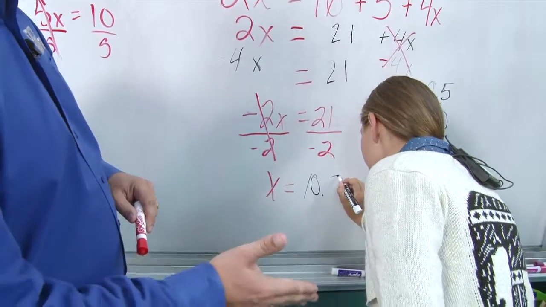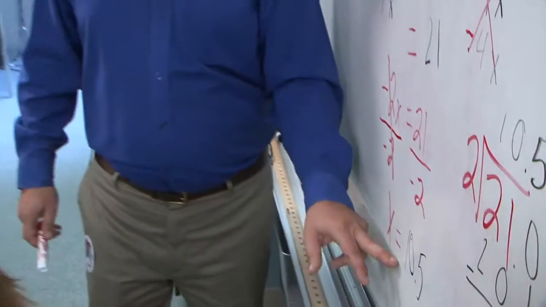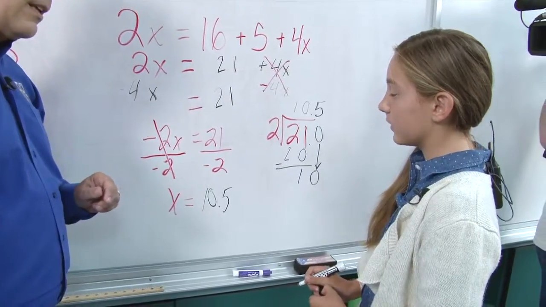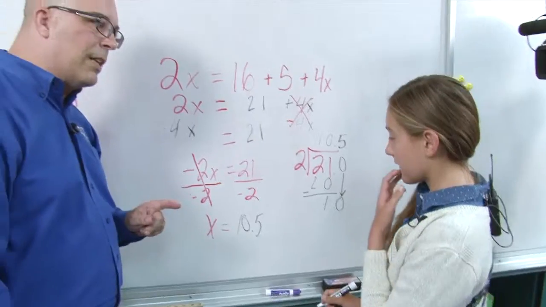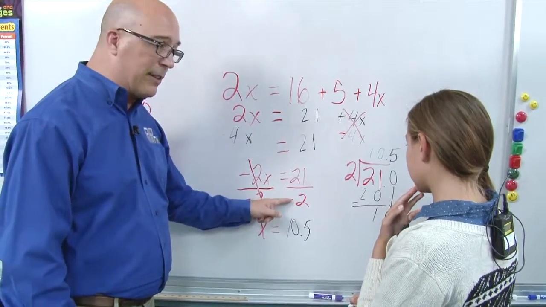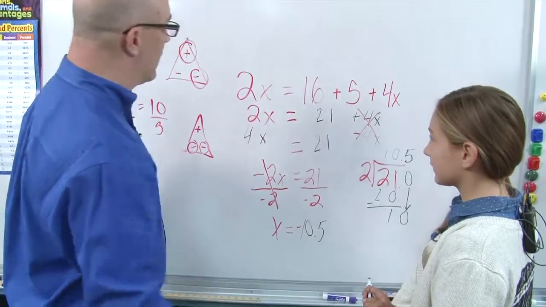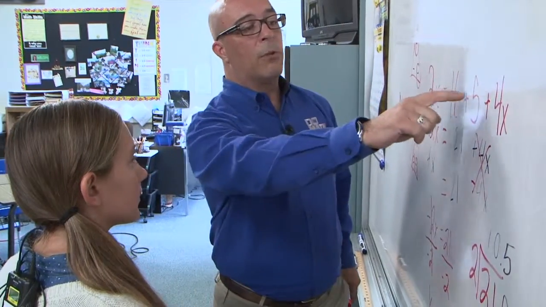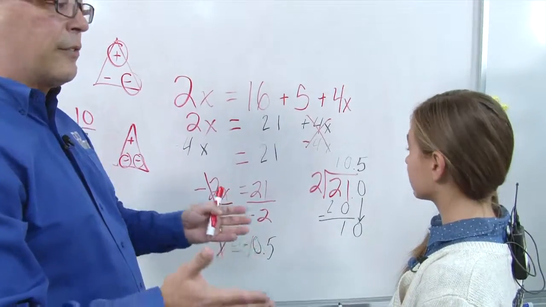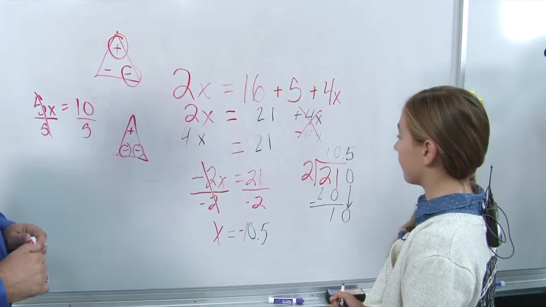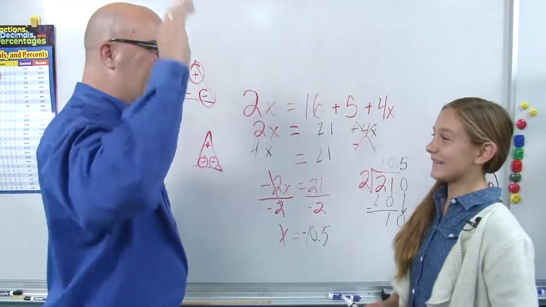Now I have a final question for you. Is x equal to 10.5, or is there something else we need to do to that? I think there's something else we need to do. What do we need to do? We need to add something to it, because I said forget about the negative symbol for now. Oh, add the negative symbol. Right. So do me a favor, Geneva. Let's read this problem one more time and then give us the final value for x. 2x equals 16 plus 5 plus 4x, and that equals x equals -10.5. Perfectly done. Nice job. Thank you.